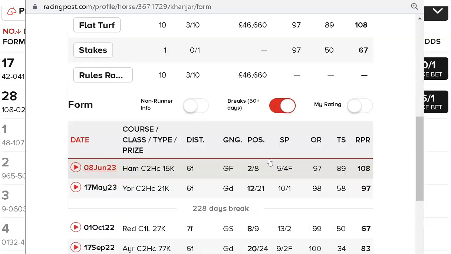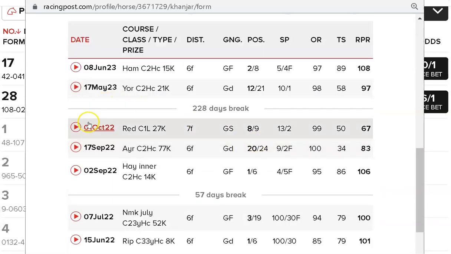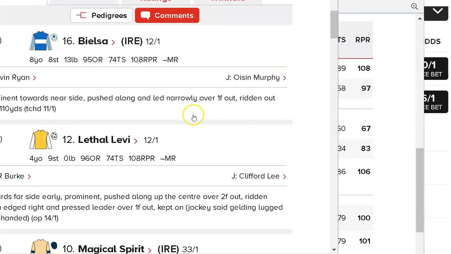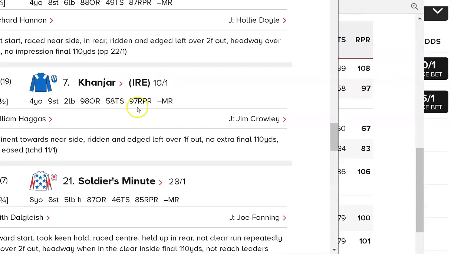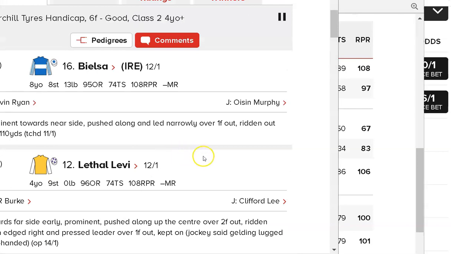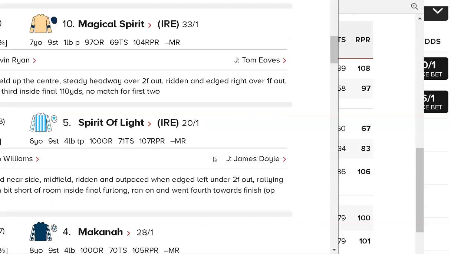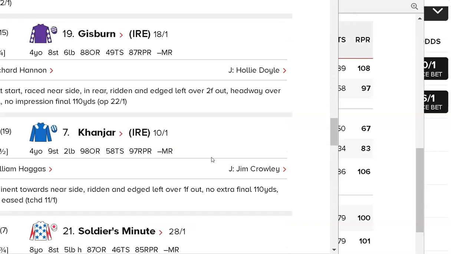Anyway, Kanjar, he's only had the 10 runs, and he's won 3 of them. He's had 2 runs after a break. Don't forget, he's only a 4-year-old, and he was only having his 9th start of his life. And he ran in that race with Lethal Levi, and he ran prominently, but that's not his run style. He was drawn high, which wasn't necessarily the place to be. Lethal Levi led on the far side. He had Magical Spirit with him. But anyway, he needed the run, obviously, but racing him prominently is not the answer. He needs to be dropped in.